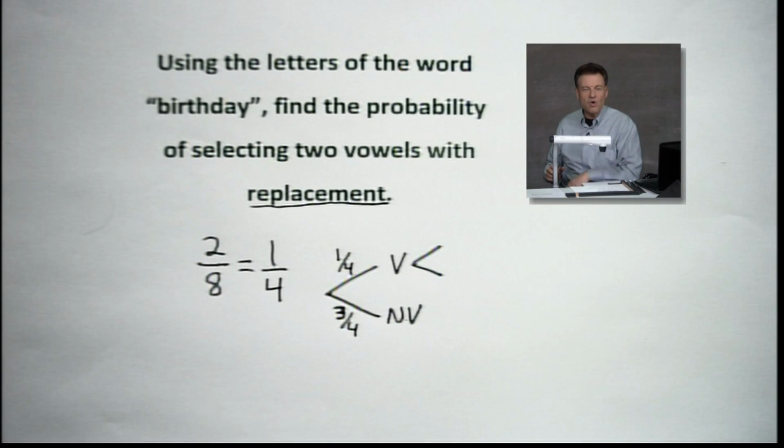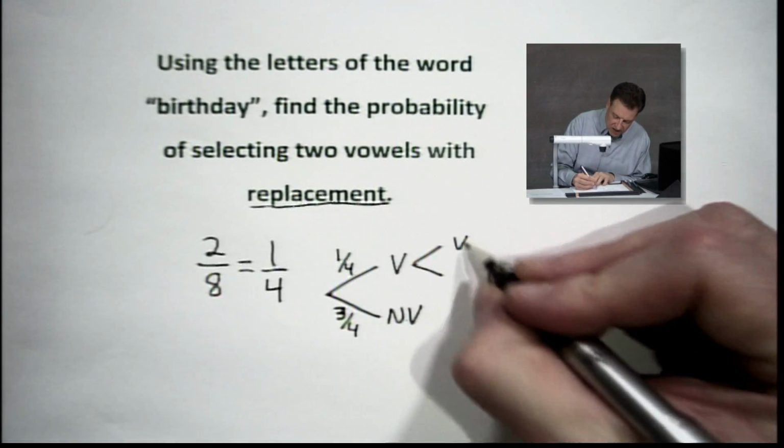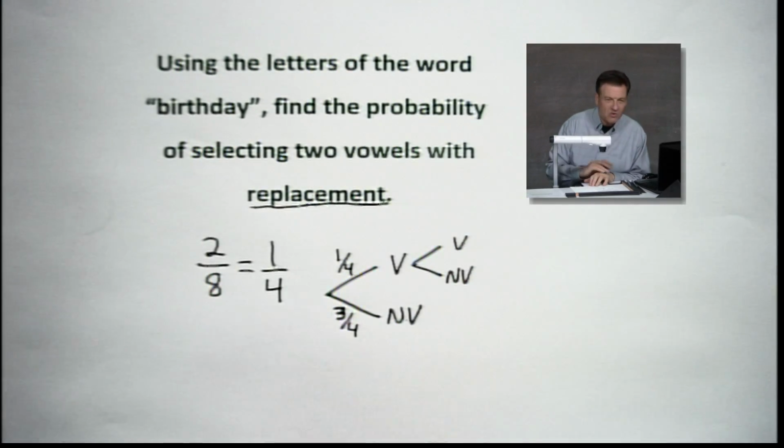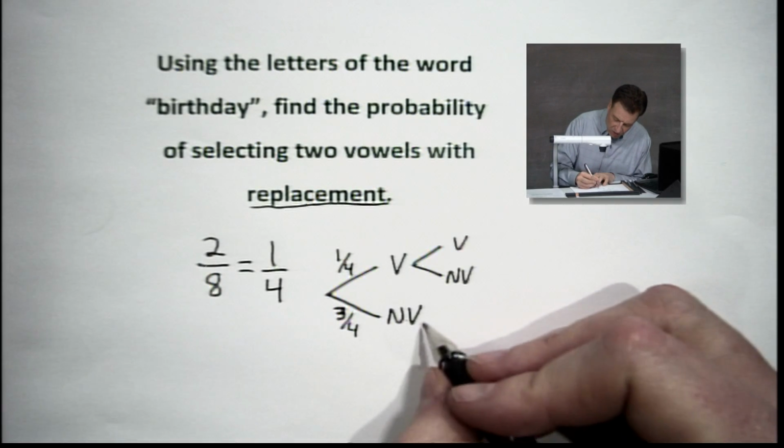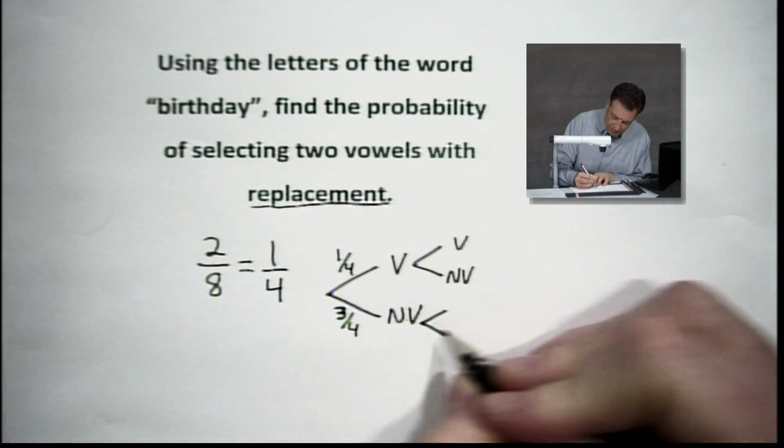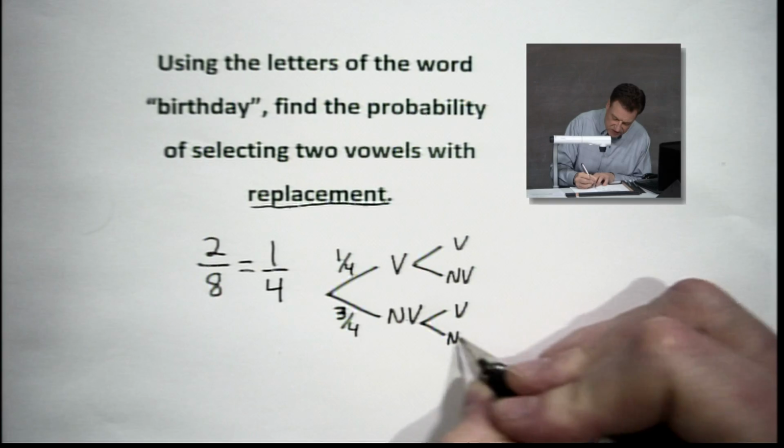Even if your A or your I was drawn, it goes back in the pile, mixes up, shuffles, whatever, and we're going to go for it. Another vowel or a non-vowel, all right? There we have it. And you know what? If you drew a non-vowel, you've got the same going on here too. You've also got the chance for a second draw.